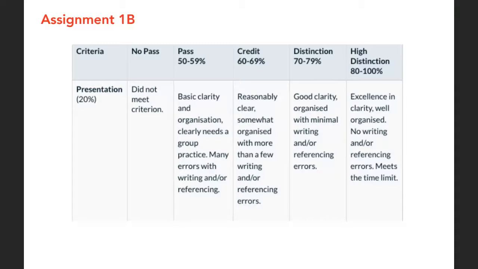So for assignment 1B, the criteria starts with the presentation. That is 20% of the mark for 1B. For a high distinction there, you want excellence in clarity, well organised, no writing or referencing errors, and meets the time limit. When I say meets the time limit, it's plus or minus 10%. Generally, that's a rule, so there's a little bit of leeway, but try to keep it as close as you can to 7 minutes.